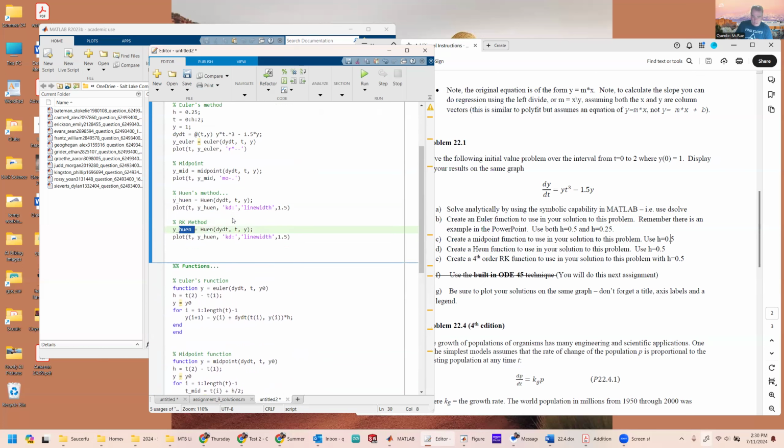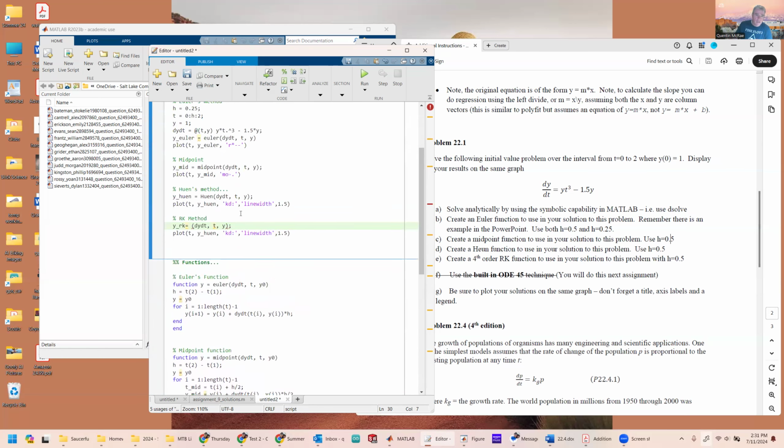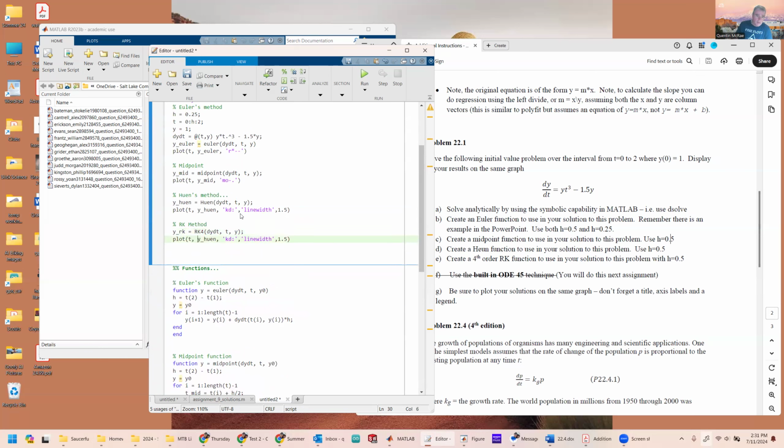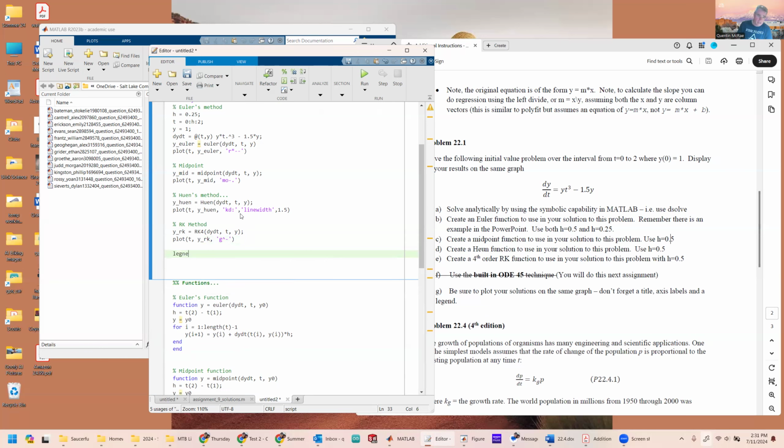So y RK is equal to, did I call it big RK or little RK? RK4, okay. RK4 for that. We'll make it green with a square, and actually we'll do triangles, and we'll do a solid line. I'm not going to change the line width because I like the standard line width for most stuff. And we're going to do a legend: the symbolic, then Euler's, midpoint, Heun's, and RK4.